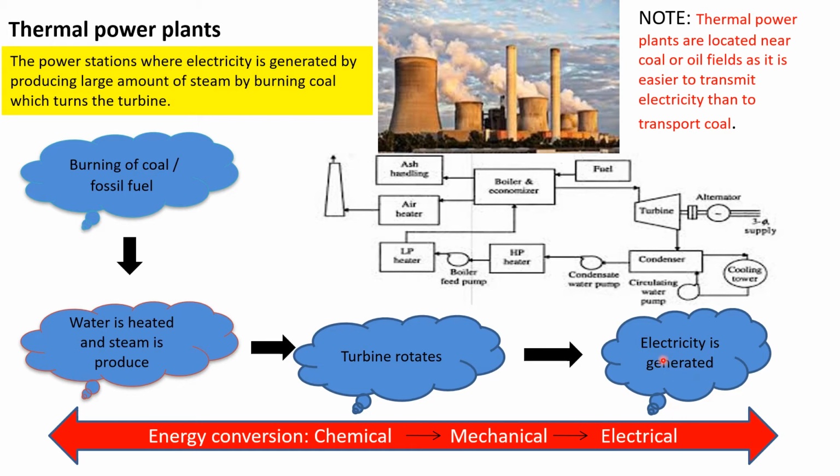Why? With the help of pipelines we can supply this, right? But supplying it, handling it, transporting it is very difficult. Therefore, we keep thermal power plants near coal mines. That is the reason: it is easier to transmit electricity than to transport coal. Therefore, thermal power plants are situated near coal fields.